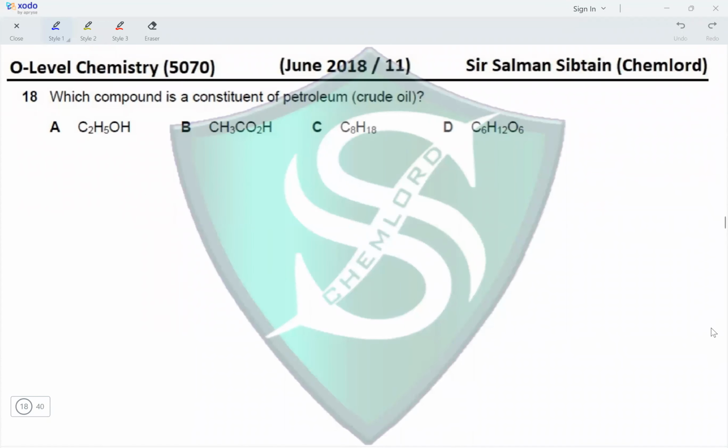Question 18. Which compound is a constituent of petroleum crude oil? So, it is supposed to be an alkane or alkene. Okay. So, C2H5OH is an alcohol. Alcohol is not a component of crude oil. B is a carboxylic acid, which is also not a component of crude oil. C is an alkane and is also called octane. Octane is the main component of petrol, making it a component of crude oil. D is C6H12O6, which is glucose. And in no way is glucose a component of crude oil. So this makes option C the correct option for this question.